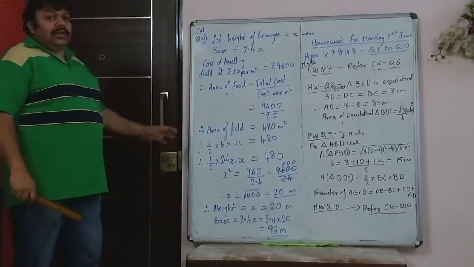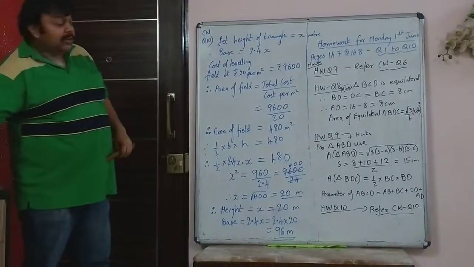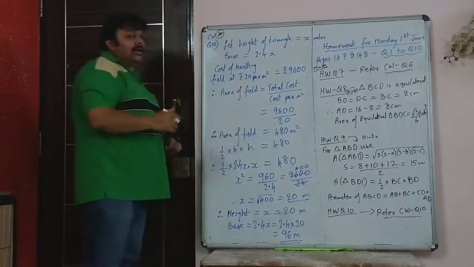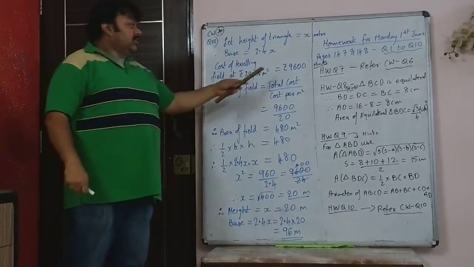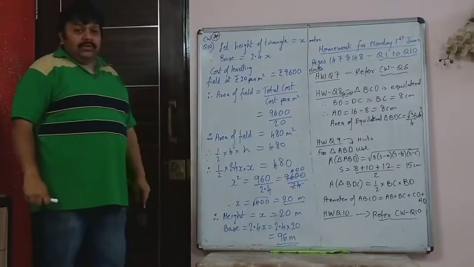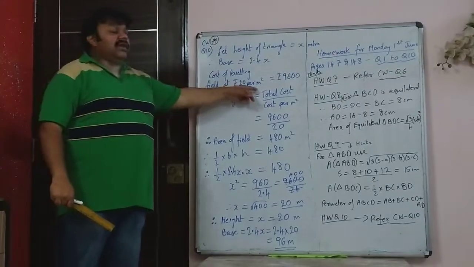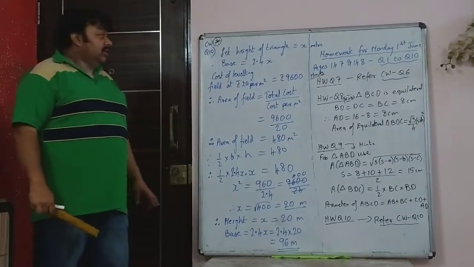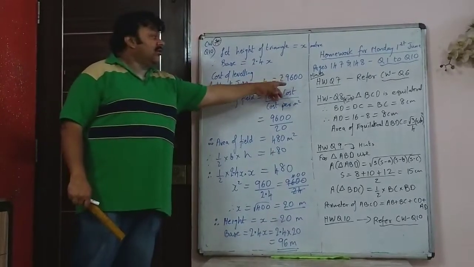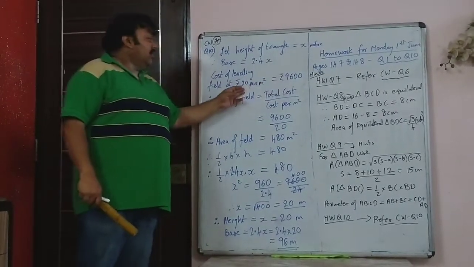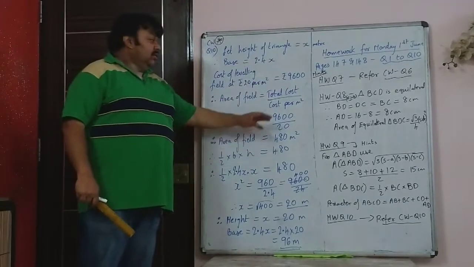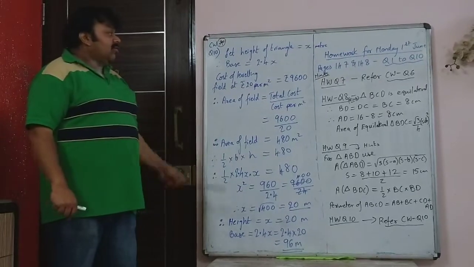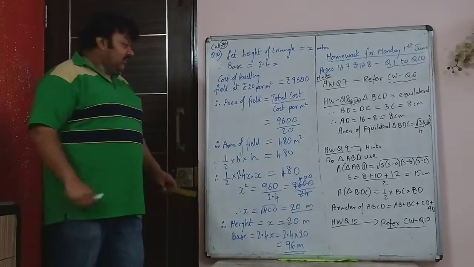Now the tenth sum is very easy and important also. It is given that to plow an entire field, the total cost is 9,600 rupees. But the cost per meter squared is also mentioned. It is 20 rupees per meter squared. So therefore, the area of the field is total cost upon cost per meter squared. So you will get 9,600 upon 20, 480 meters squared is the total area of the field.